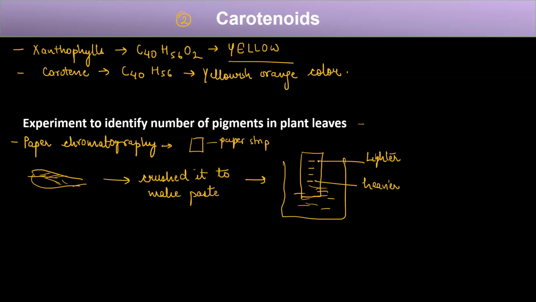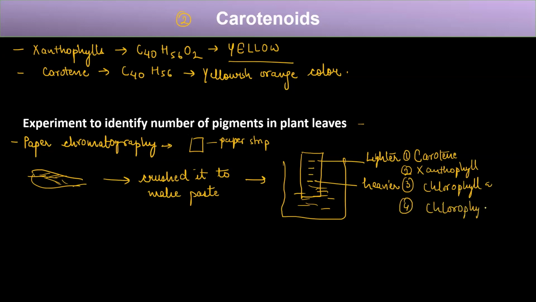So in this, they observed only 4 spots. Okay. And from this, they said that there are only 4 pigments present in the plant leaves. These pigments in order are: the first one, the lighter one, was carotene. The second one was xanthophyll. The third one was chlorophyll A. And the fourth one was chlorophyll B. So chlorophyll B is the heaviest one, while carotene was the lightest one.